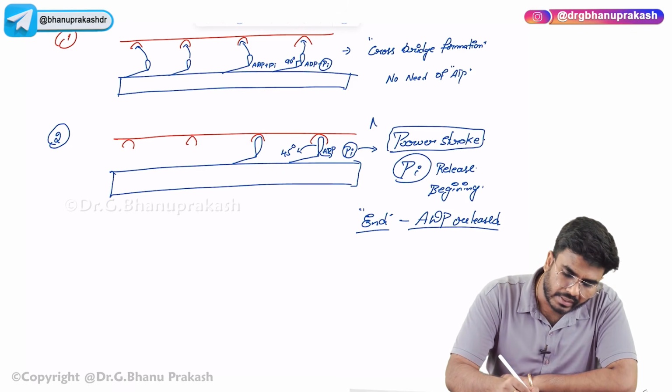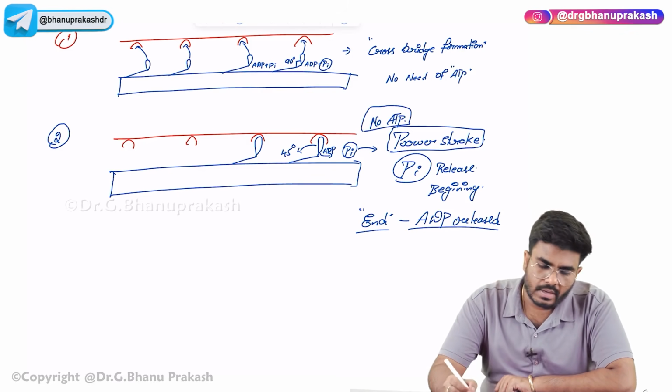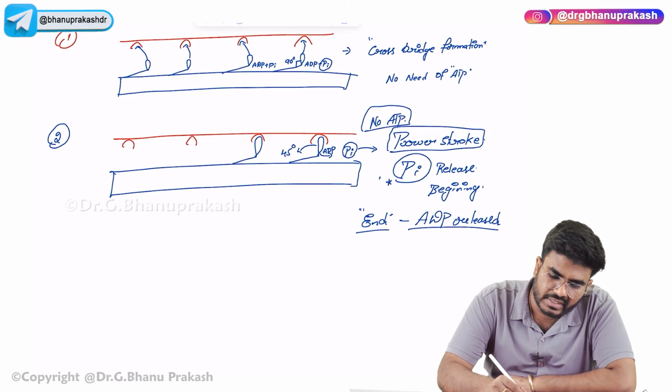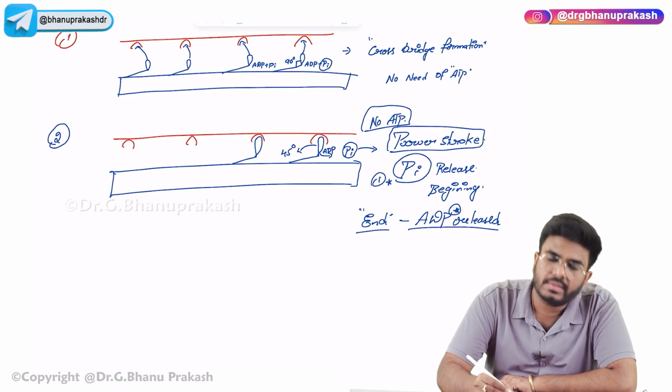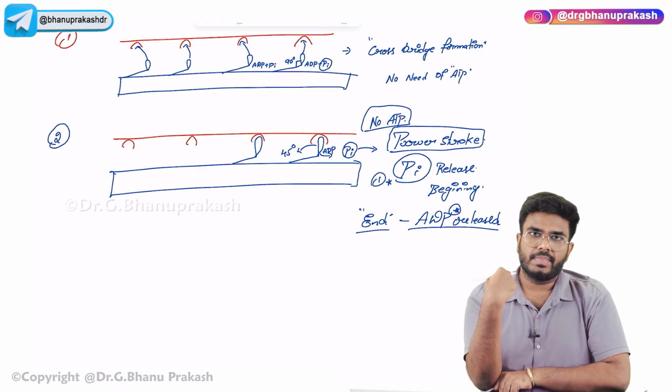So I can say something like this: during the power stroke, is ATP required? No, ATP is not required. No need of ATP. What is happening in the beginning? Inorganic phosphate is released, and in the end ADP is released. So the power stroke is completed.